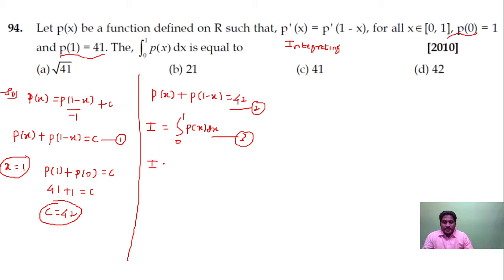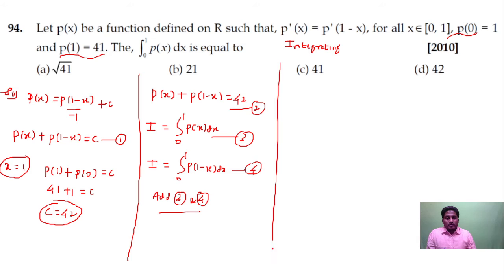Change x to upper limit minus x. This will be equal to the integral from 0 to 1, you get p of 1 minus x dx. If I use King's property, call this equation 4. If I add equations 3 and 4, you will get 2I is equal to the integration from 0 to 1 of p of x plus p of 1 minus x dx.